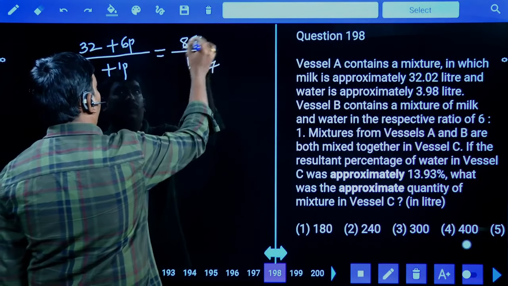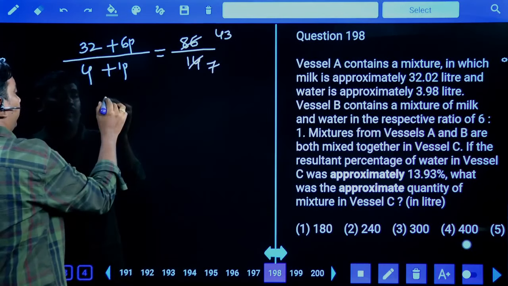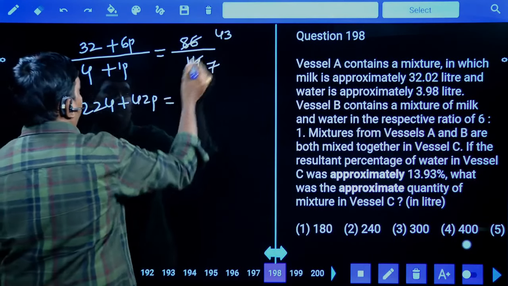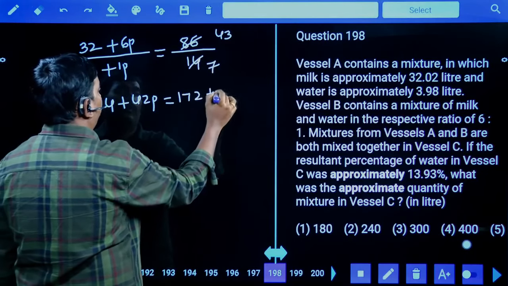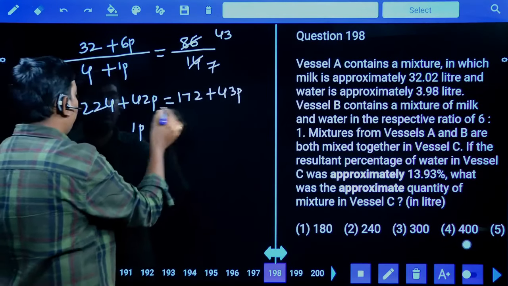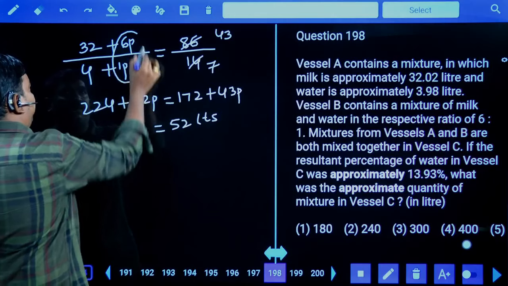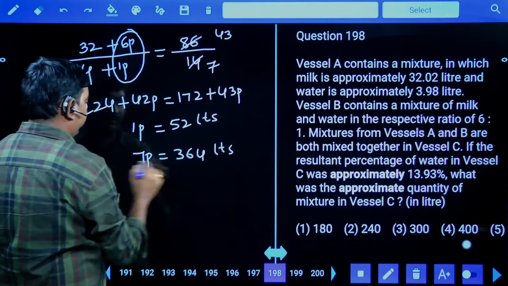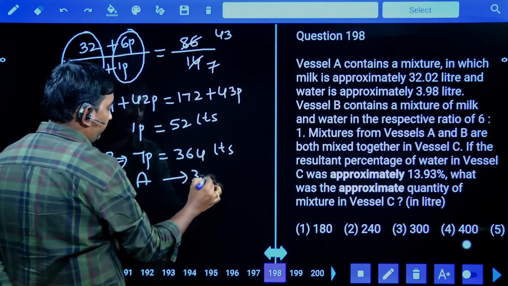Cross multiplication. 224 plus 42 parts is equal to 43 4 times 172 plus 43 parts. 43 parts minus 42 means 1 part is equal to 52 liters. Vessel B having 7 parts, 364 liters. This is what vessel B has. Vessel A total 36 liters.